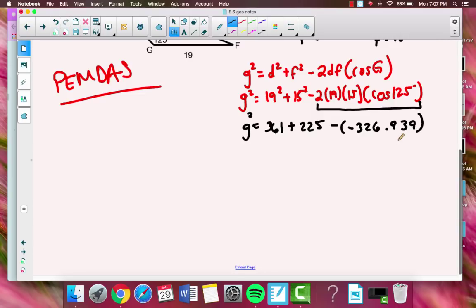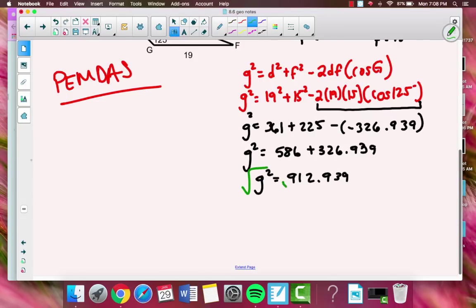And now I can go ahead and simplify. So I get G squared equals, if I add left to right, I get 361 plus 225 is 586. Okay, and then I have 2 negatives, and remember 2 negatives make a positive, so I'm going to add this here. Okay, now I can go ahead and combine those 2 numbers. Notice I'm working just left to right, so I get that G squared is equal to 912.939. And then how do I get G by itself? I'm going to go ahead and take the square root of both sides.